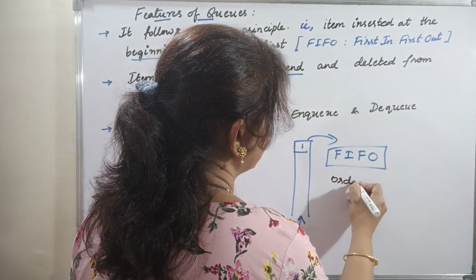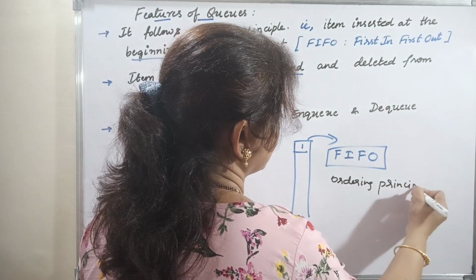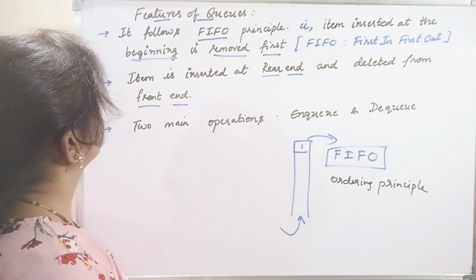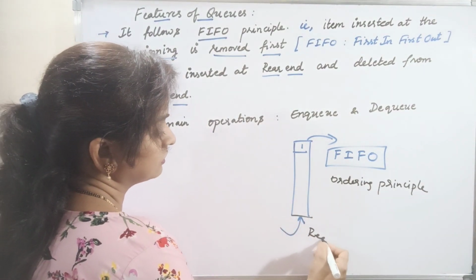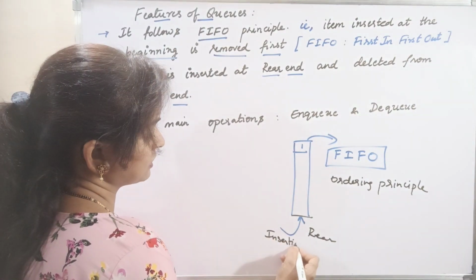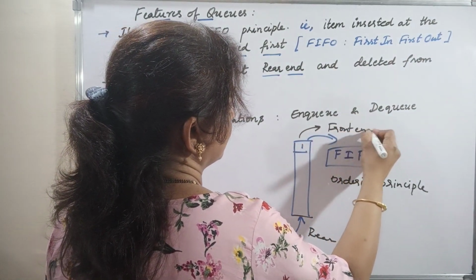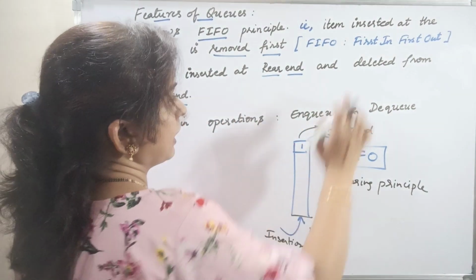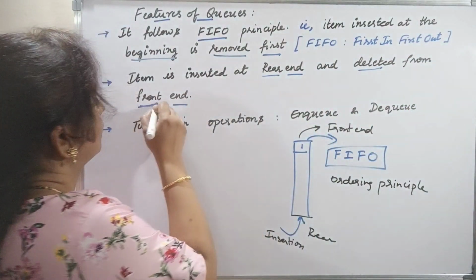So how the elements are arranged and accessed: it is the first in, first out principle. The items are inserted from the rear end, so the insertion process takes place from the rear end, and from the front end the deletion process takes place. So an item is inserted at the rear end and is removed from the front end.